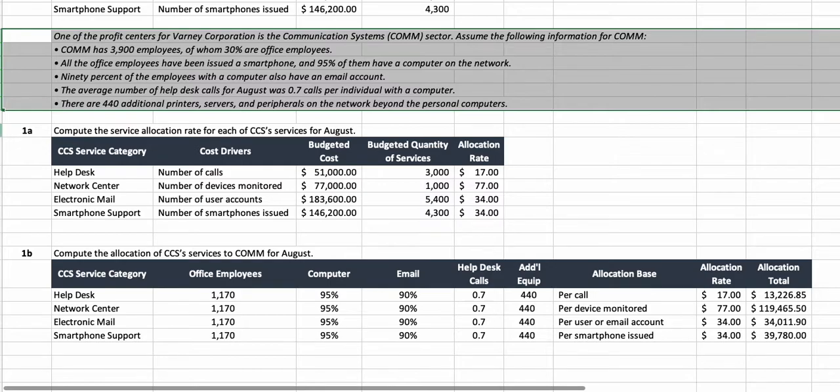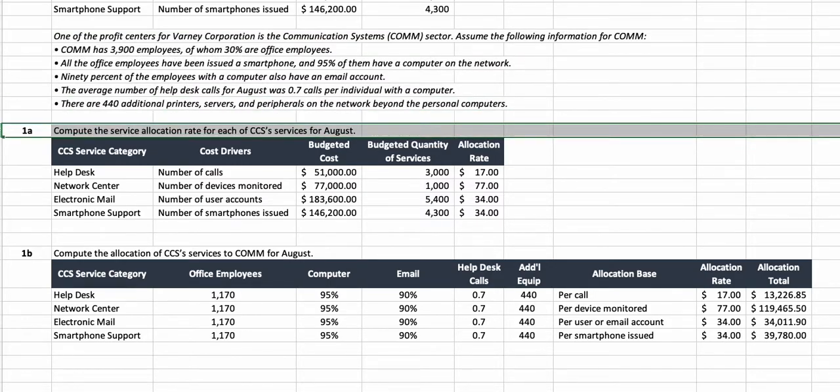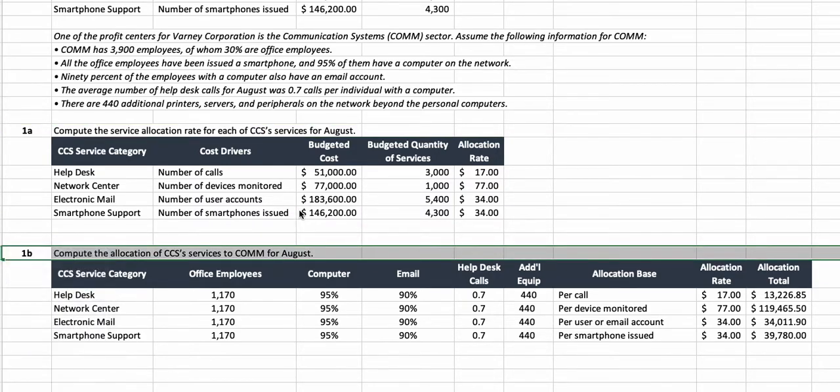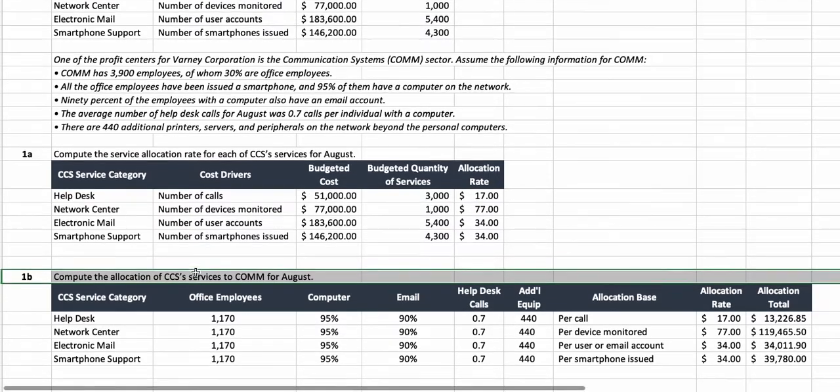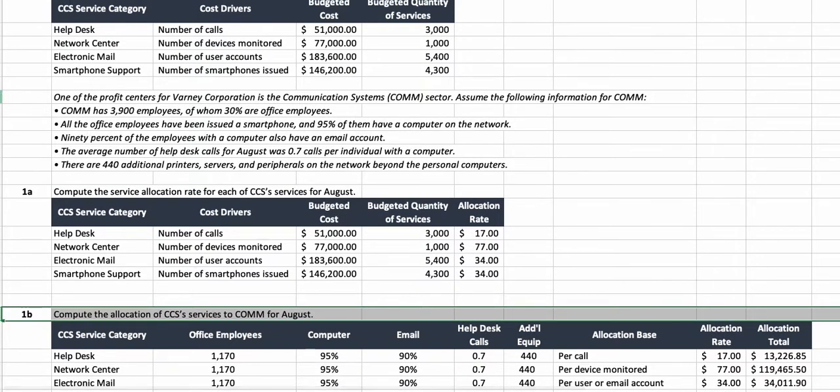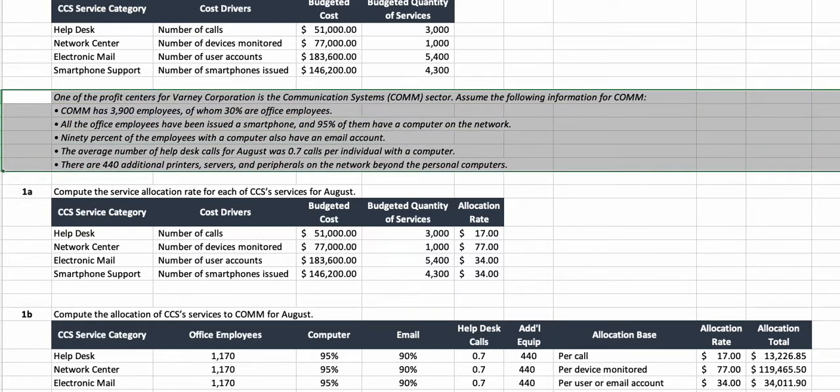They want us to first compute the service allocation rate for each of the services, and then they want us to compute the allocation of the services to COM for the month of August. Let's step through these additional assumptions that factor into our calculation.